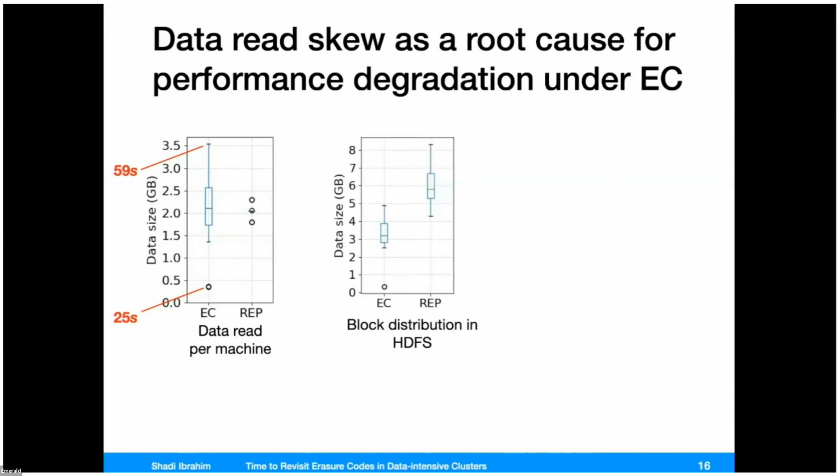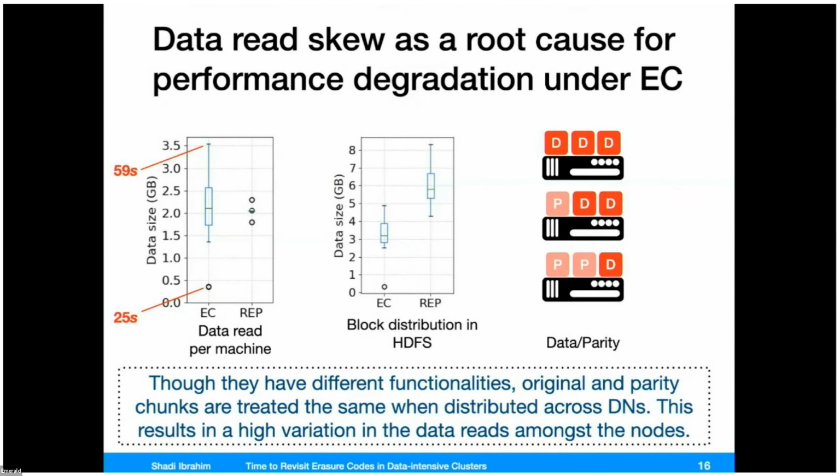Interestingly enough, the physical block distribution under both EC and replication is balanced in HDFS. And we found out that the main reason for the high variation in the data reads among different data nodes under EC is that original and parity chunks are treated the same when distributed across the Hadoop cluster.